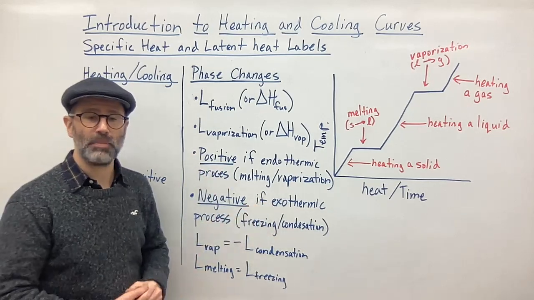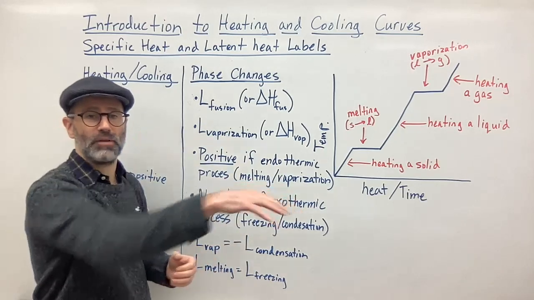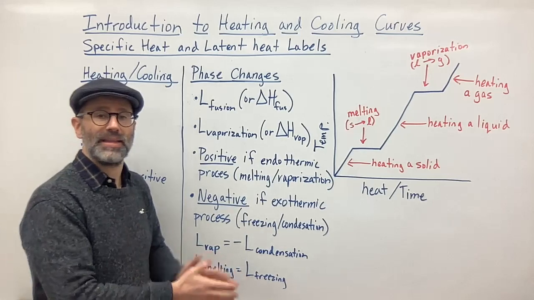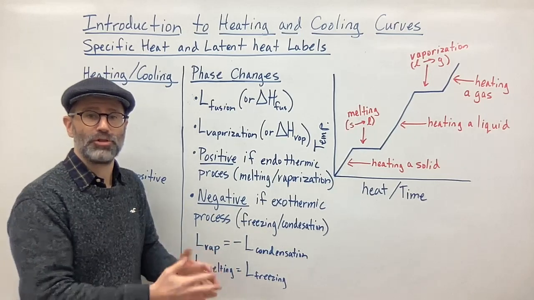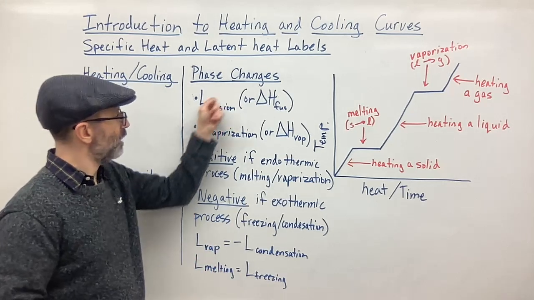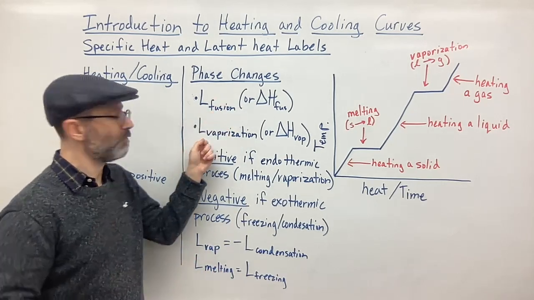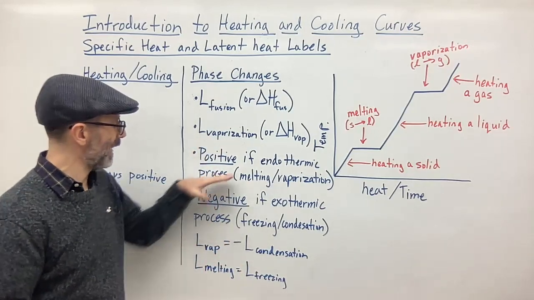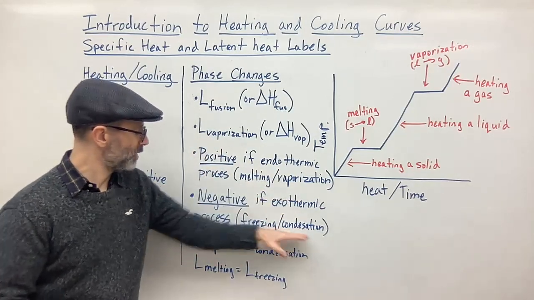If it's an exothermic process, meaning you're taking energy out of the system, then you're doing the opposite of fusion and the opposite of vaporization. Instead of melting, you're freezing. Instead of vaporizing something, you're condensing it. And in that case, you're going to have negative values. So this would be freezing and condensation.